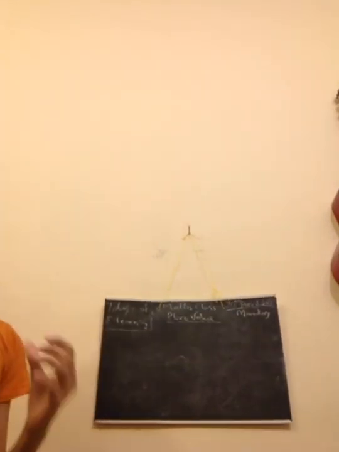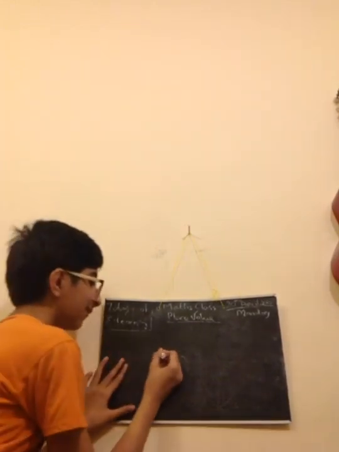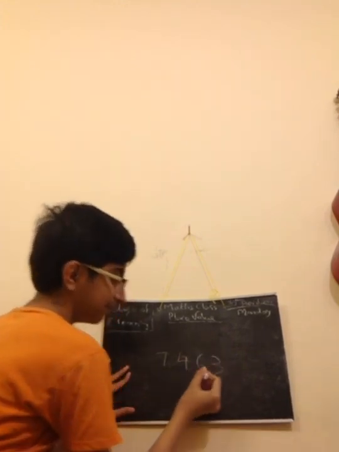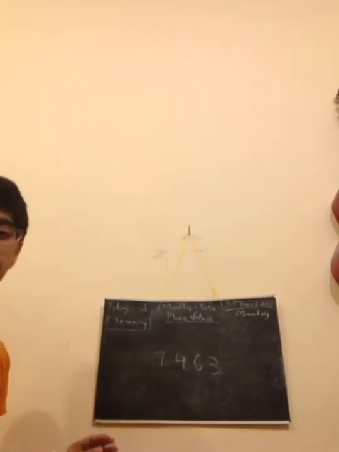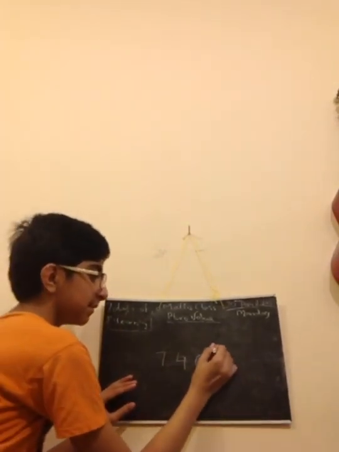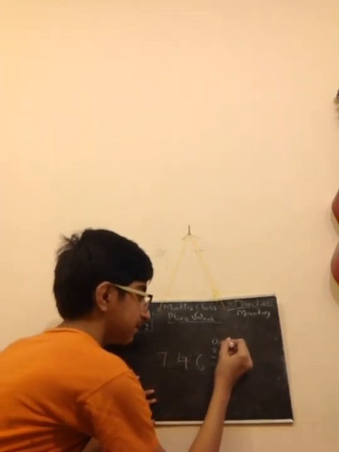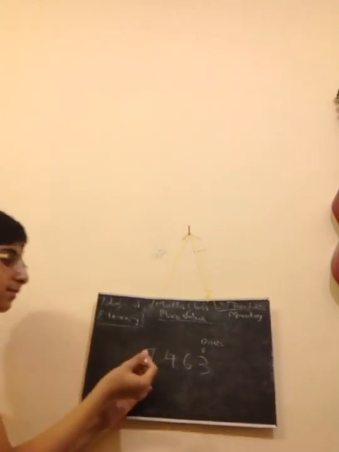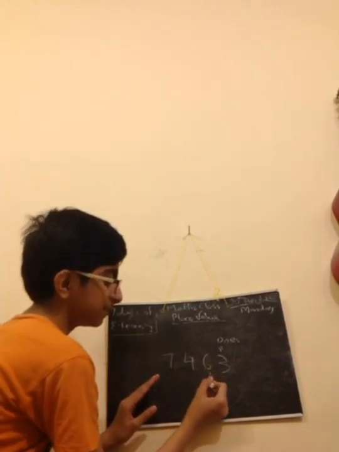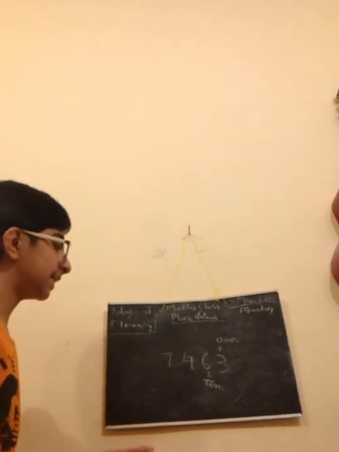Thousands. A number which includes thousands must be at least 4 digits long. For example, 7,463 is a number with 4 digits. It includes 4 places. The place at the rightmost corner is called the ones place. And a little left from the ones place is the tens place. And 6 is currently at the tens place.